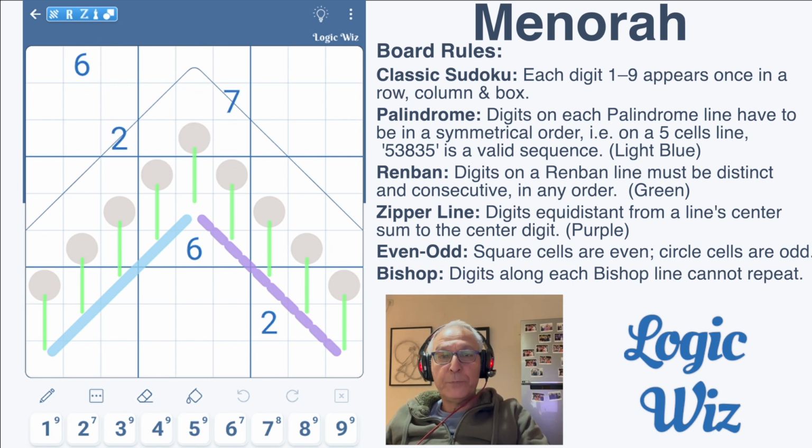Today we have a beautiful puzzle. I'm tackling the Menorah Puzzle using the Sudoku Variants by Logic Wiz app. It is a master level challenge from this week's holiday theme.